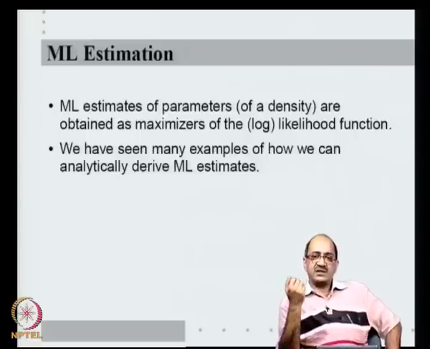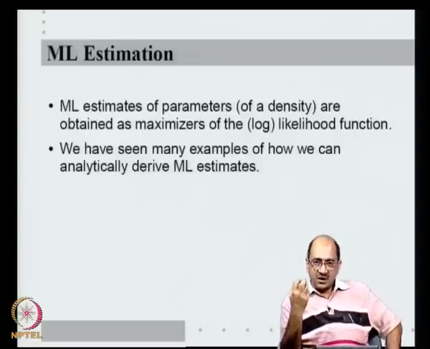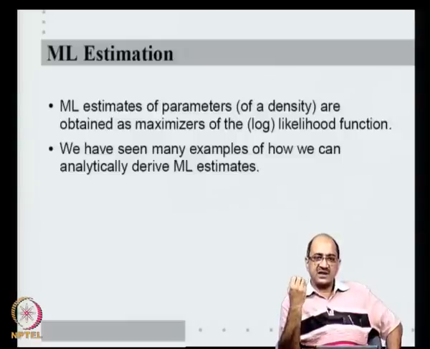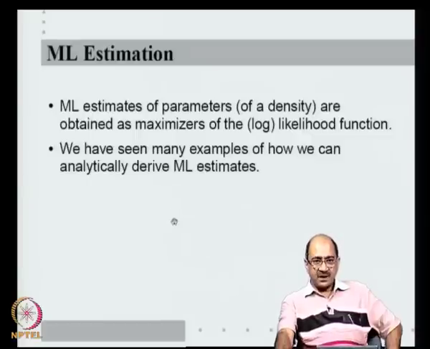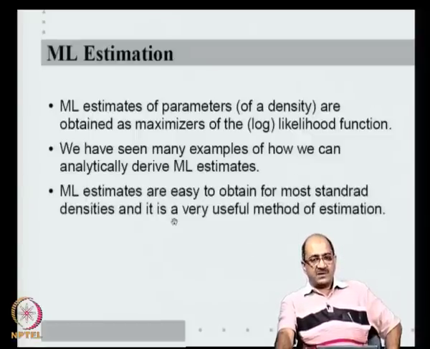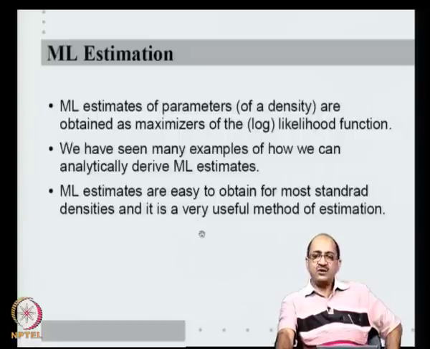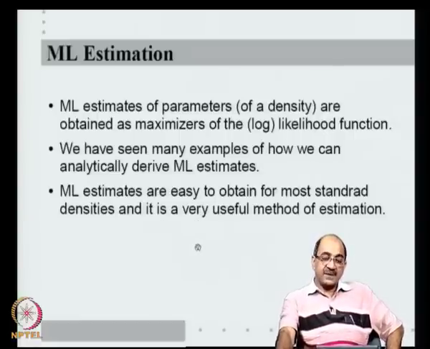For the Bernoulli case, and for discrete random variables in general, the ML estimates are easy to derive analytically, and they always have a very simple way to understand them. So, ML estimates are easy to obtain for most standard densities, and this is a very useful method of estimation. Specifically, we have discussed how using discrete random variables, we can easily construct a so called naive Bayes classifier.